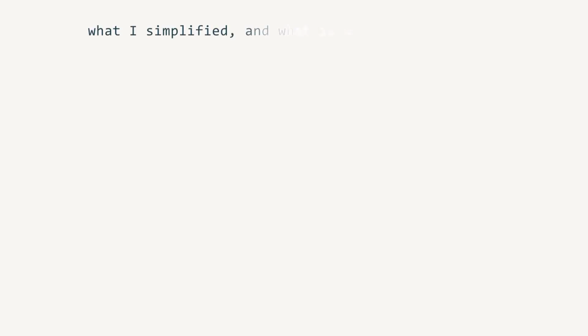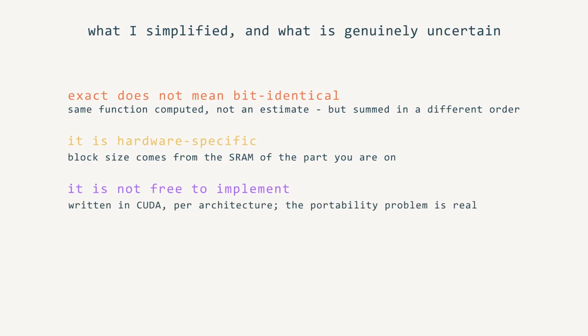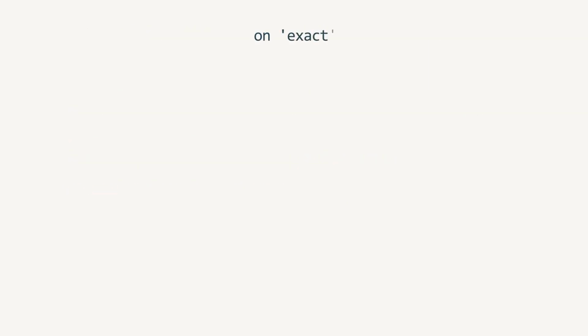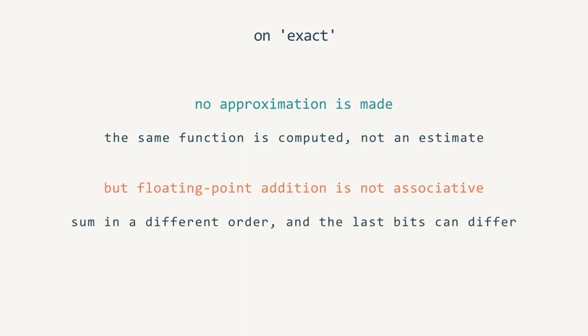What I simplified, and what's genuinely uncertain. Exact needs care. It means no approximation is made, the same function is computed, not an estimate. It does not mean bit-identical output. You're summing in a different order, and floating point addition isn't associative, so results can differ in the last bits. The paper reports matching perplexity. It doesn't claim bitwise equality.